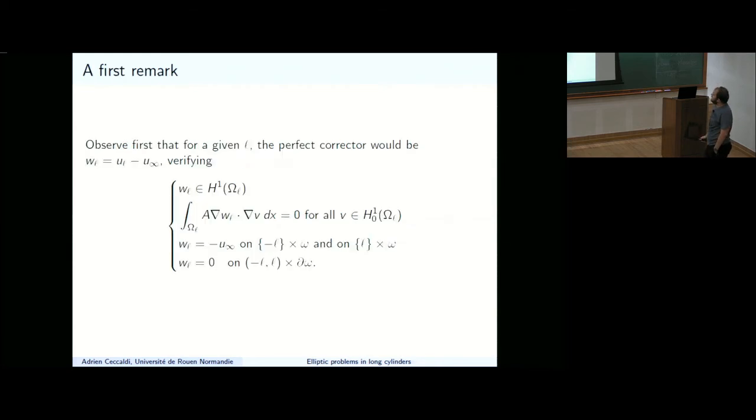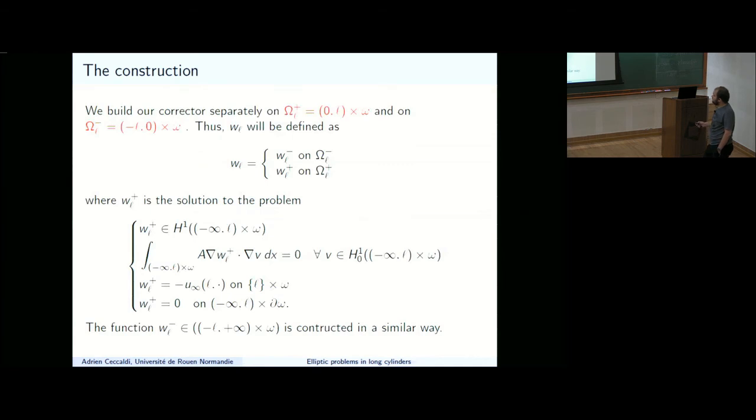First, we note that the perfect corrector would be UL minus U infinity, since it would just give 0, so it's perfectly corrected. But first of all, there is no interest at all in that, and second of all, it's too dependent on L, so we want something which depends less on L. To do so, we construct the correctors on the right-hand side and on the left-hand side differently. We will just do the right-hand side, and the left-hand side is the same. You replace the plus by a minus, and you're done.